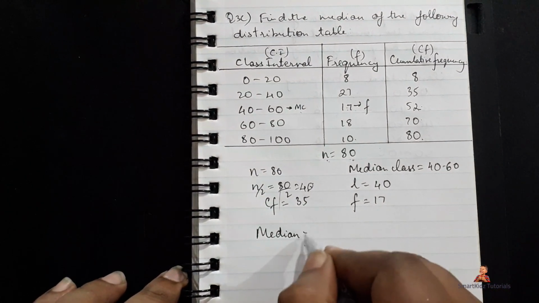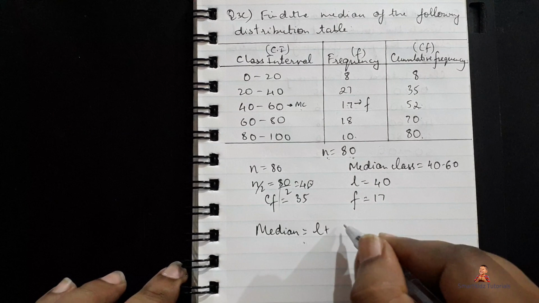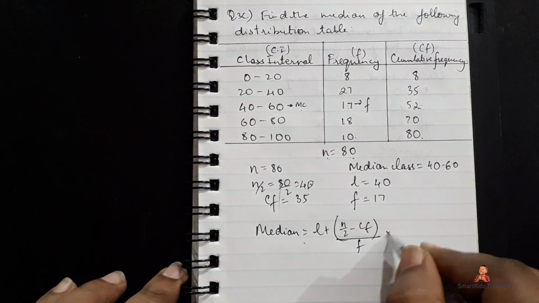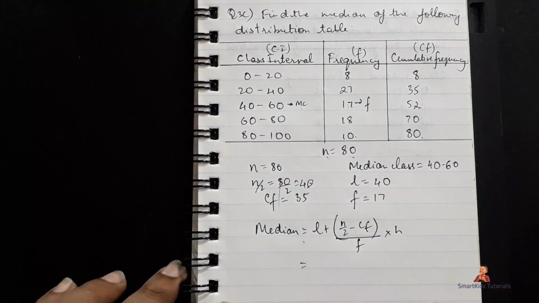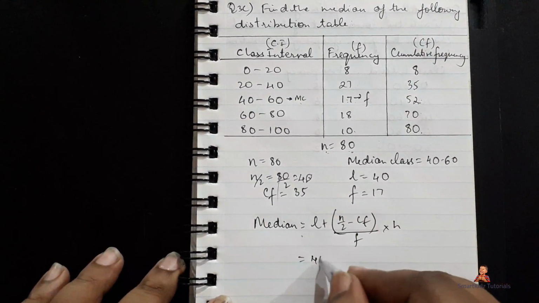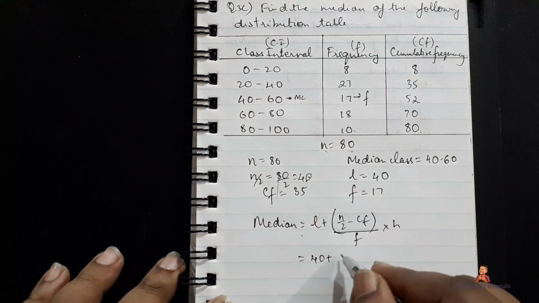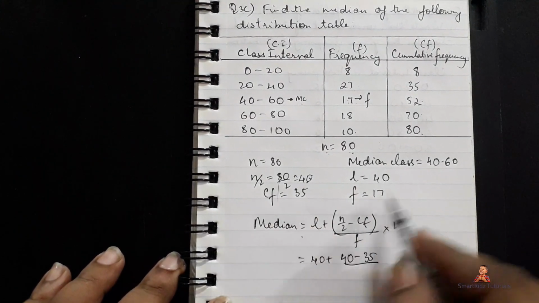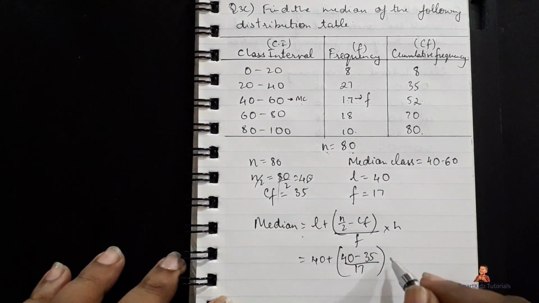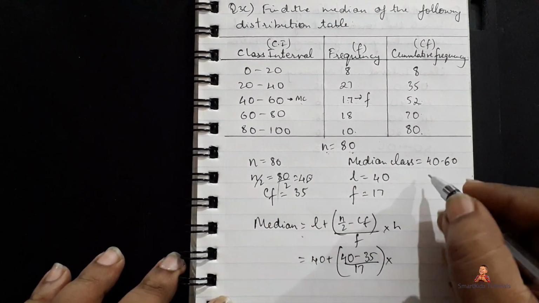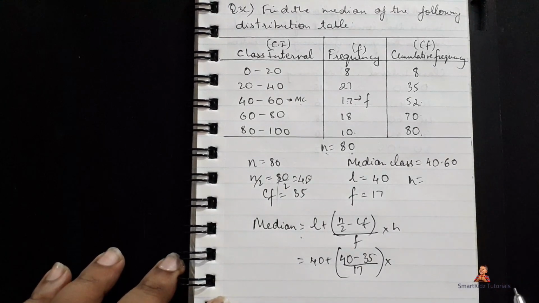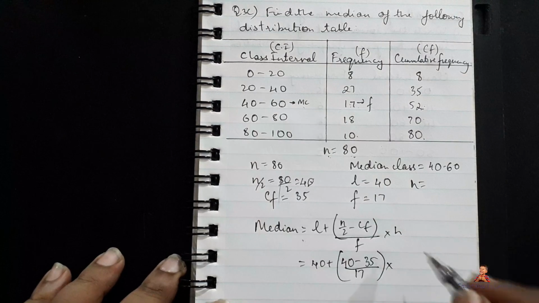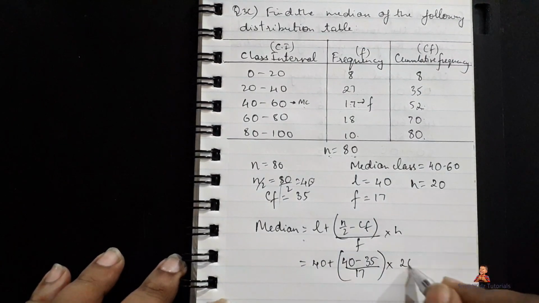So median is equal to L plus (N upon 2 minus CF) upon F into H. So L is 40, plus N by 2, which is 40 also, minus CF, which is 35, upon F. F is 17, in brackets, into H. H we have not mentioned over here. H is the class size, so that would be upper limit minus lower limit. In this case it is 20. So we'll put 20 over here.